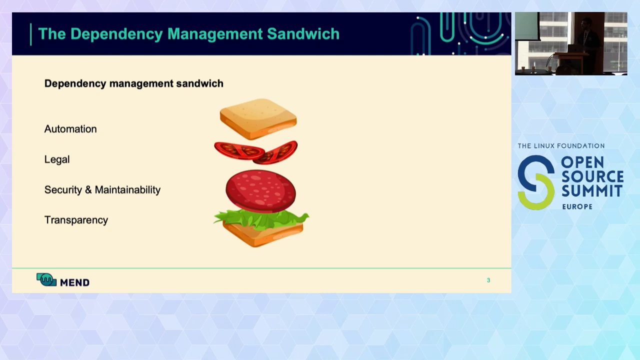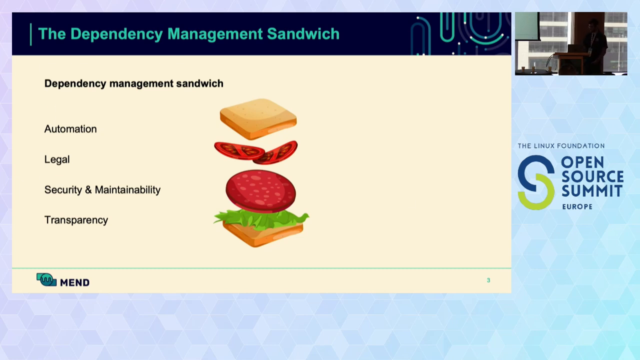So what we're going to do today is go from the bottom to the top, layer by layer. We'll start with me talking about transparency, which in this context is creating visibility into the dependencies your application is using. And then we'll go to Rhys to talk a little bit about security and maintainability. Bounce back to me for a short story on why it's important to understand the legal implications of your dependencies' licenses. And then finally, Rhys is going to finish off with some words on automation. The talk is titled Dependencies, Do's and Don'ts, but we're going to be focusing mostly on the do's to make sure it's practical and that you have something that you can take home and implement.